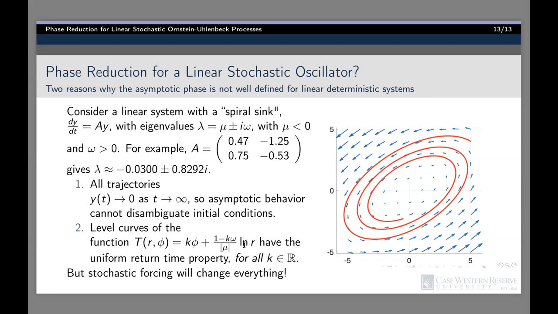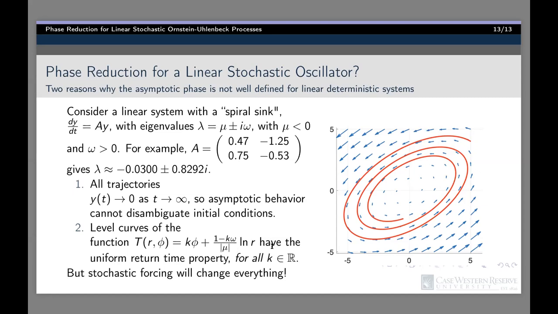You can also construct isochronal surfaces, meaning Poincaré sections where the time it takes to go around and hit the section is the same no matter where you start. But the problem is that there's an infinite collection. There's a one parameter family of them.